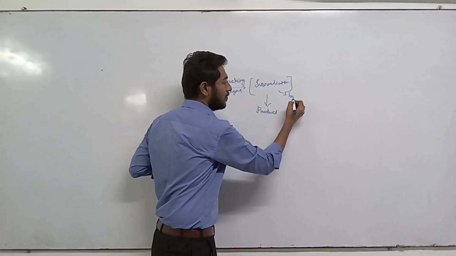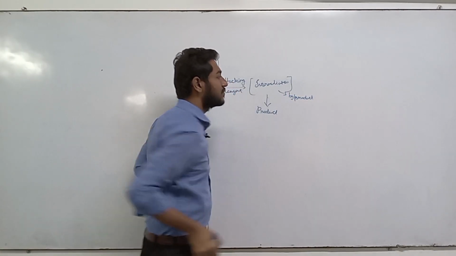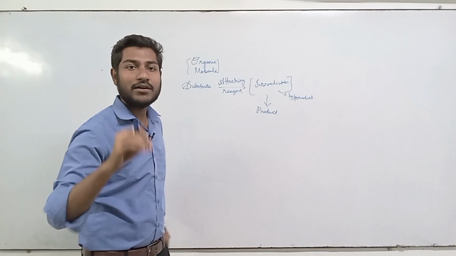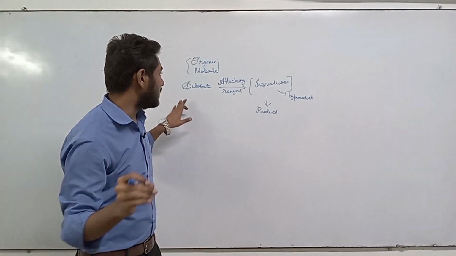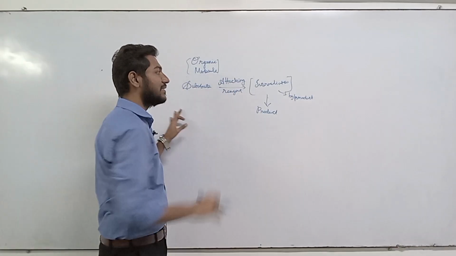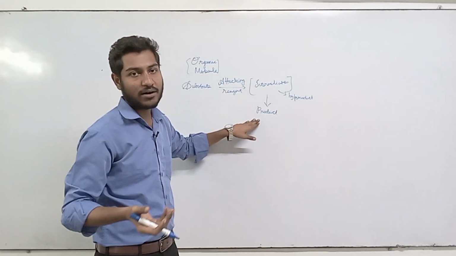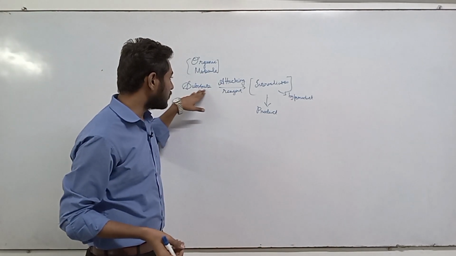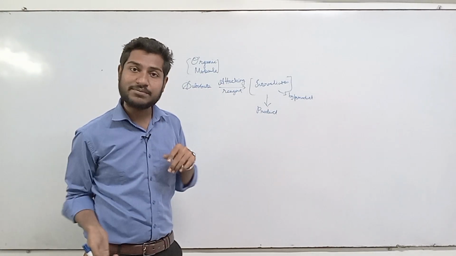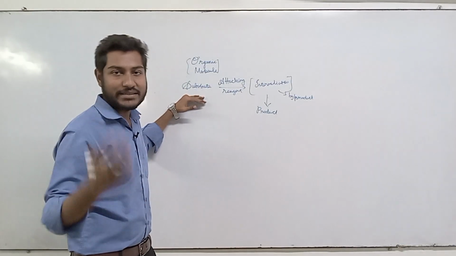Sometimes we call the intermediate a byproduct. If you want to study organic chemistry, you should know the substrate, the attacking reagent, the intermediate, and then predict the product. First of all, you have to study the substrate. We have only two types of substrate: saturated and unsaturated.